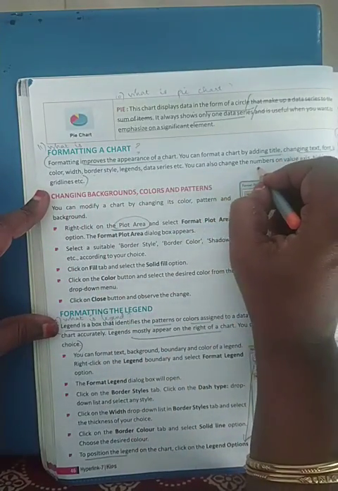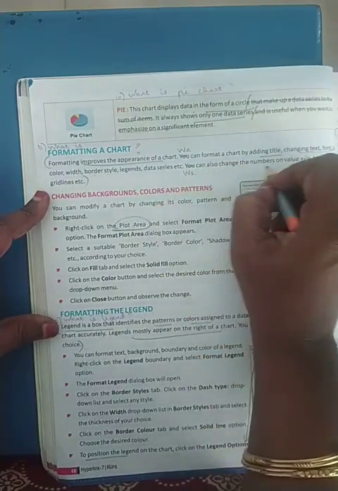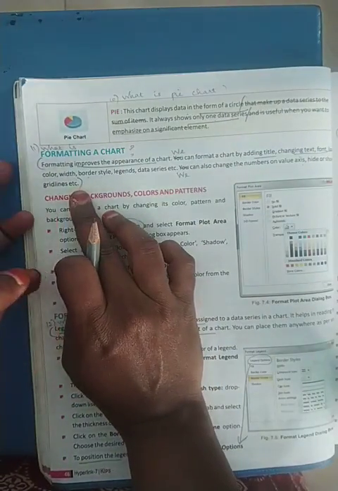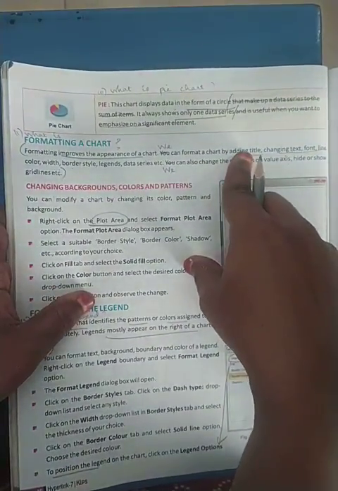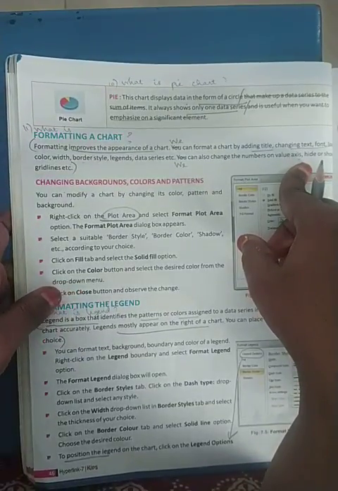We can also change the numbers on the value axis, hide or show the grid lines, etc. Okay. So formatting means we are going to improve the appearance of the chart. We can add the title, the text, font, line color, width, border style, legend, data, etc. Then we can also change the number on the value axis, hide or show the grid lines.